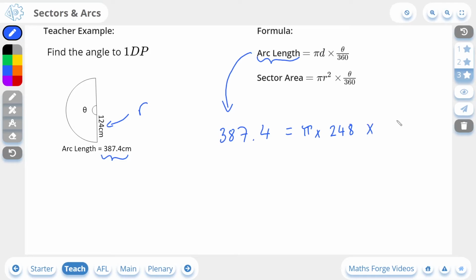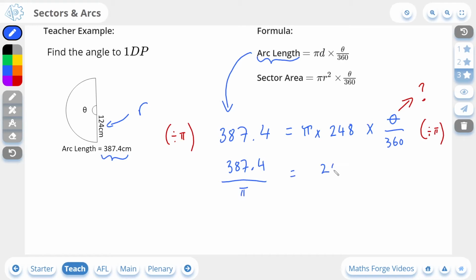And now this is then being multiplied by the angle over 360 degrees. And this is what we're looking for. We're looking for this theta here, this angle. And so how we can go about doing this is quite simply just to rearrange for theta. So the first thing I'm going to do is just begin cancelling out terms on the right-hand side of this equation until we finally isolate the theta by itself. So the first step I'm going to take is I'm going to divide both sides by pi. This now leaves us with 387.4 over pi, which is equal to 248 multiplied by theta over 360.